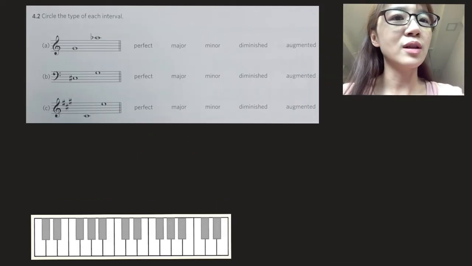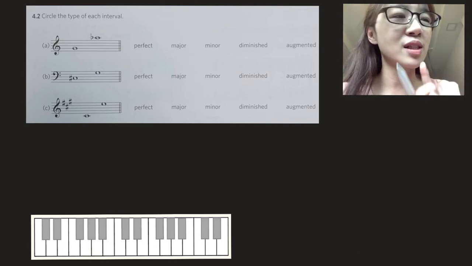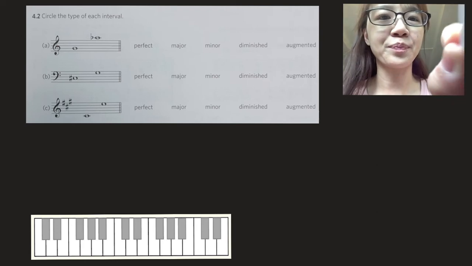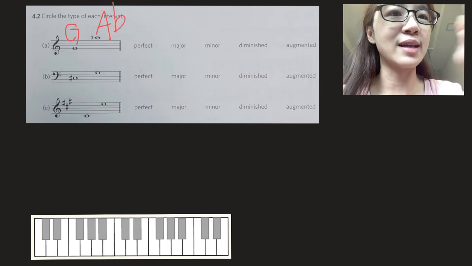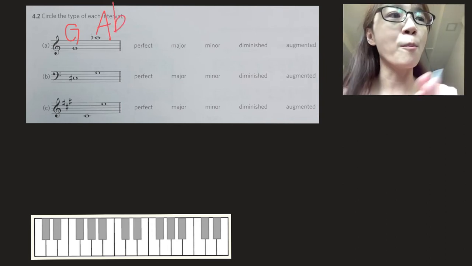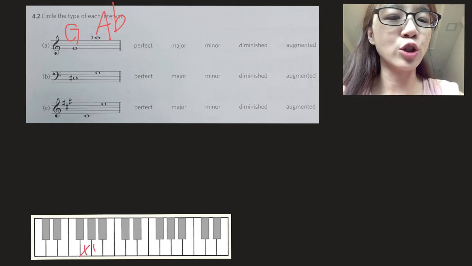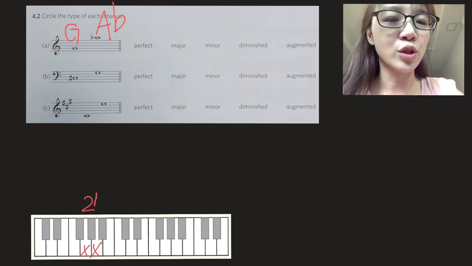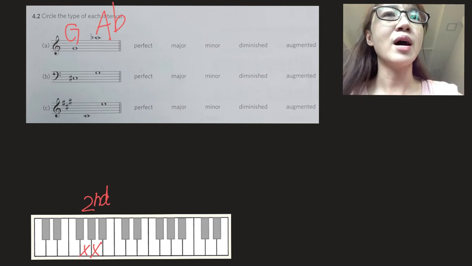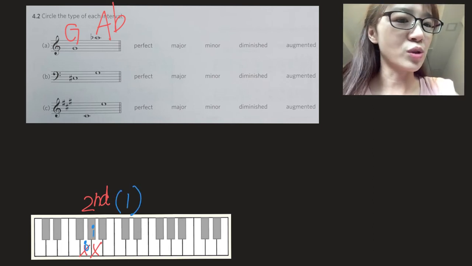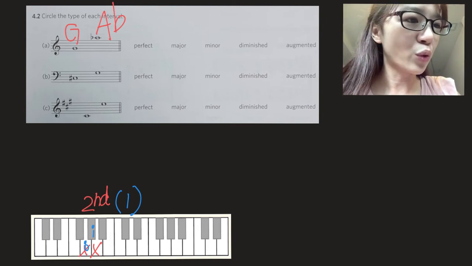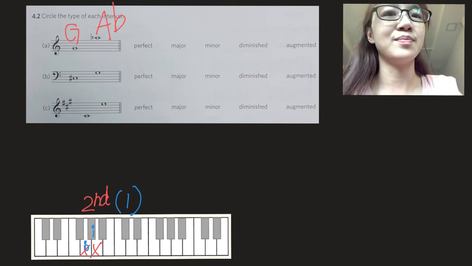So for this question, you don't have to worry if this is more than an octave or not. The first step is to write down the letter names. For the treble clef, this is G and this is A flat. Again, without worrying about the sharp or flat, G to A, G, A, second. So now consider the semitones, G to A flat, here to here, 0, 1, 1 semitone. So a second with 1 semitone is minor. The answer is minor.